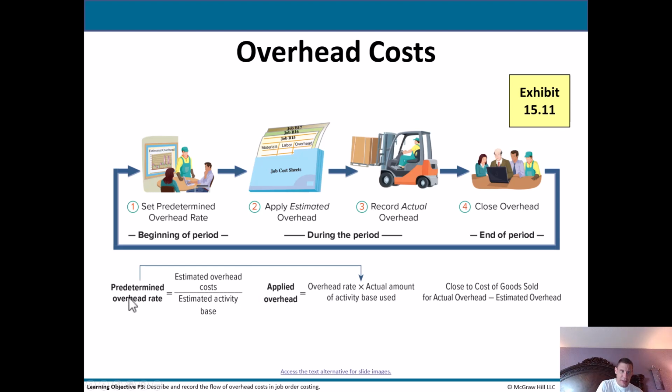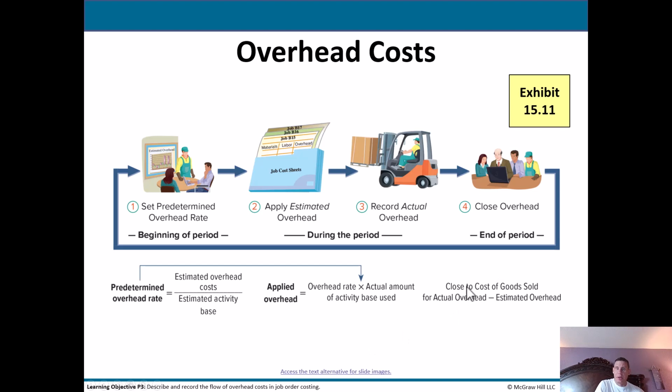So the first thing you do is you figure out the predetermined overhead rate. And then as far as the applied overhead goes, we're going to take the overhead rate from here times the actual amount of the activity base used. And we'll look at an example of that because, again, they always make this sound way more complicated than it is. And you'll see as we look at an example in a second, it's really not that difficult.